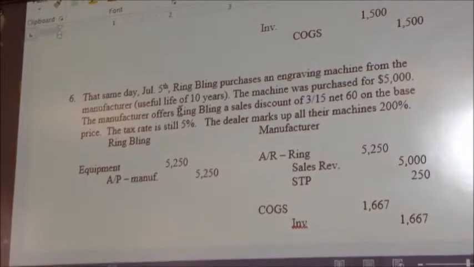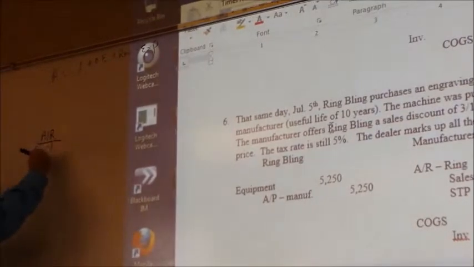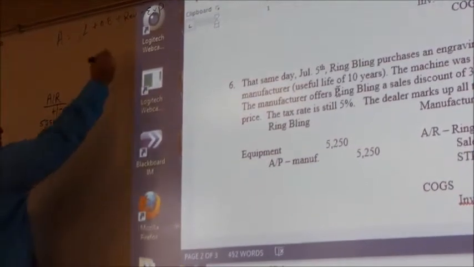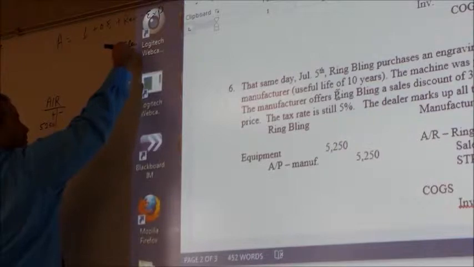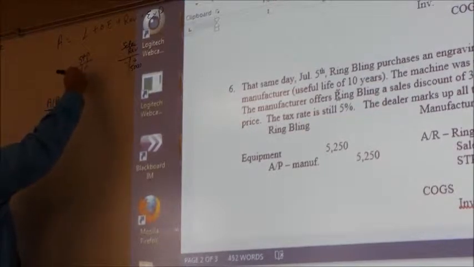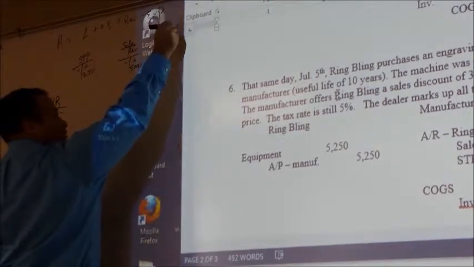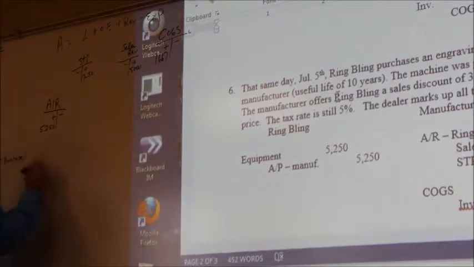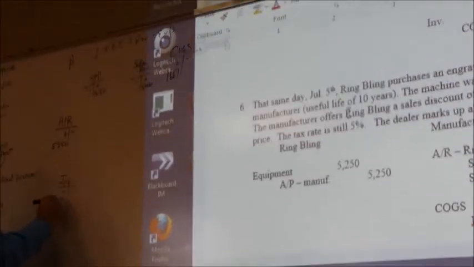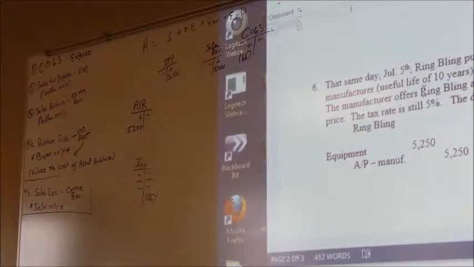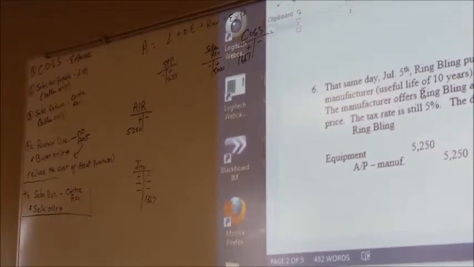And then the manufacturer will get my T accounts up to date. We had accounts receivable from Bling for $5,250. Sales revenue, $5,000. And my sales tax payable of $250. My second journal entry, cost of goods sold, $1,667. And I credited the inventory. Again, we would have had previous inventory going on. So now I'm up to date. Now, when we get to number 7, we've got to start thinking about what we're going to do.